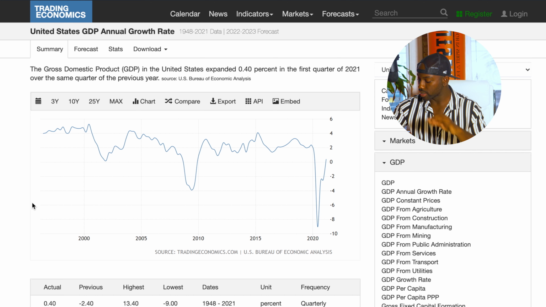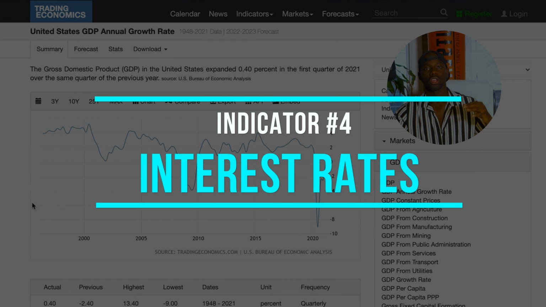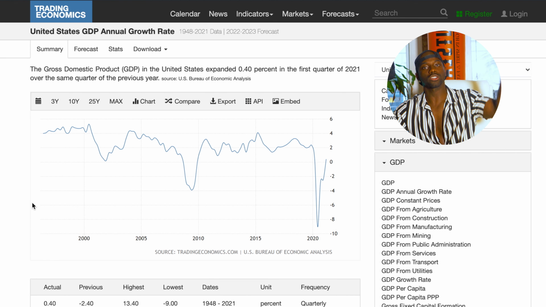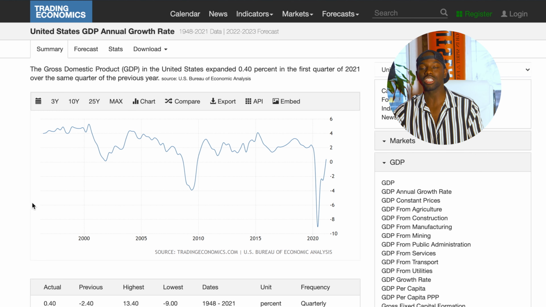Okay, so next up, that's GDP. I want to talk a little bit about the interest rates. All right, so you guys should know what interest rates are. Interest rates are basically given to the overall economy and given from the central bank to the banks. All right, and so interest rates govern the speed at which an economy grows, really. There's a lot of variables, but they really use interest rates as a governor, whether they want the economy to grow fast or slow.